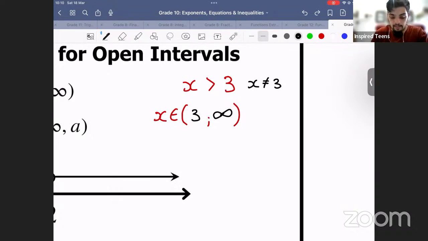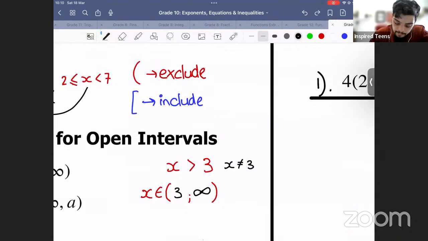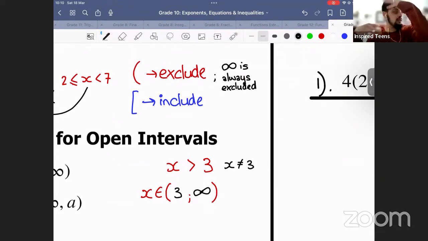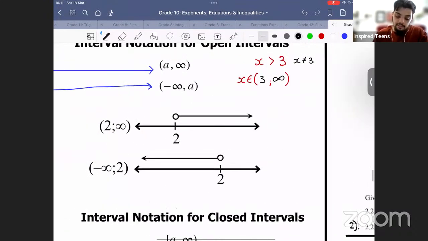and that's why we use a circle bracket. And when it comes to infinity, this is an exception. Infinity is always excluded. It makes sense because if you're going to include infinity, what exactly are you including? Are you including 5 million, 10 million, 6 billion, 1 trillion? You're including nothing. You can't include something that you don't know the value of.